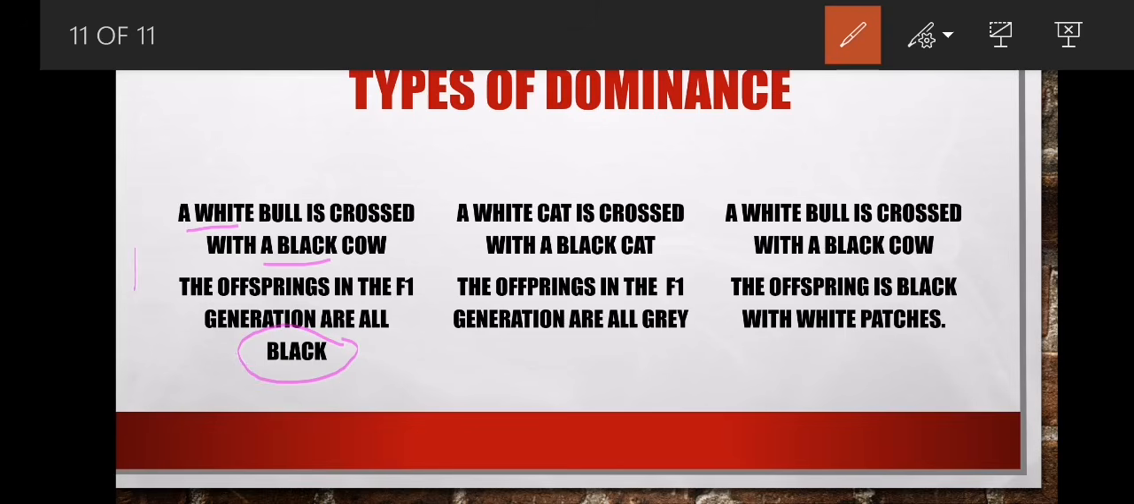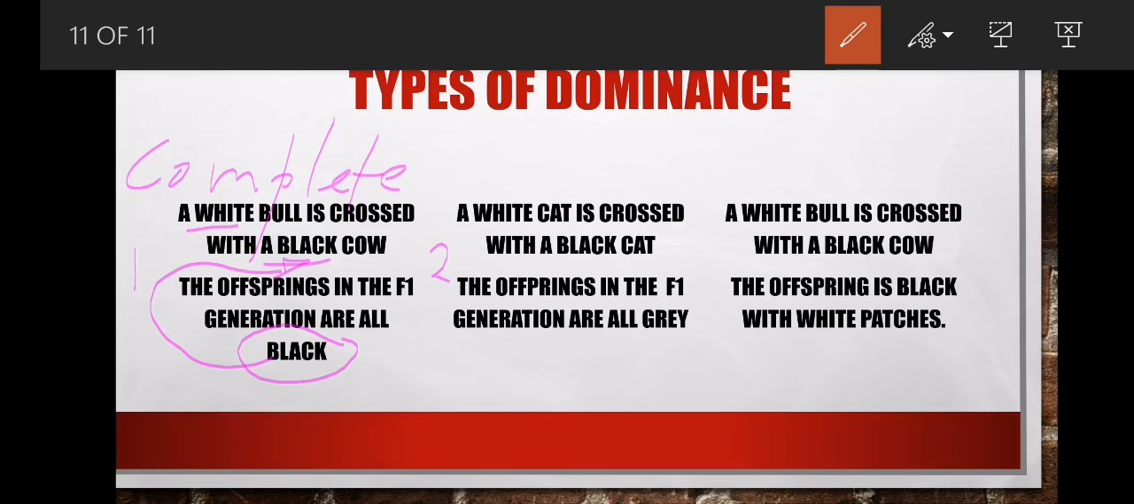Ingane zinjani? Zi-black. So ingane zifana namuphi umzali? No black cow. Kusho ukuthi u-black is dominant over white. So black is completely dominant over white. So we can then conclude that dominance 1 is complete dominance. Why? Because the black color was completely dominant over the white color. That is your reasoning. Let's look at number 2.